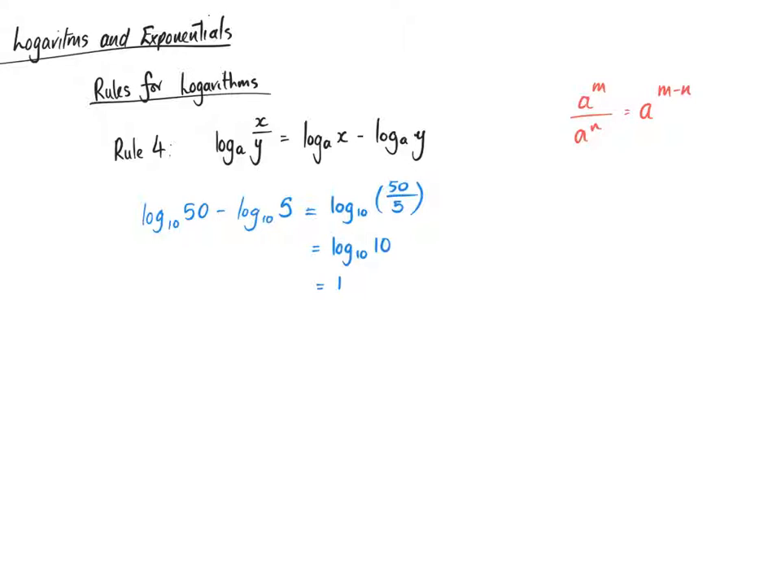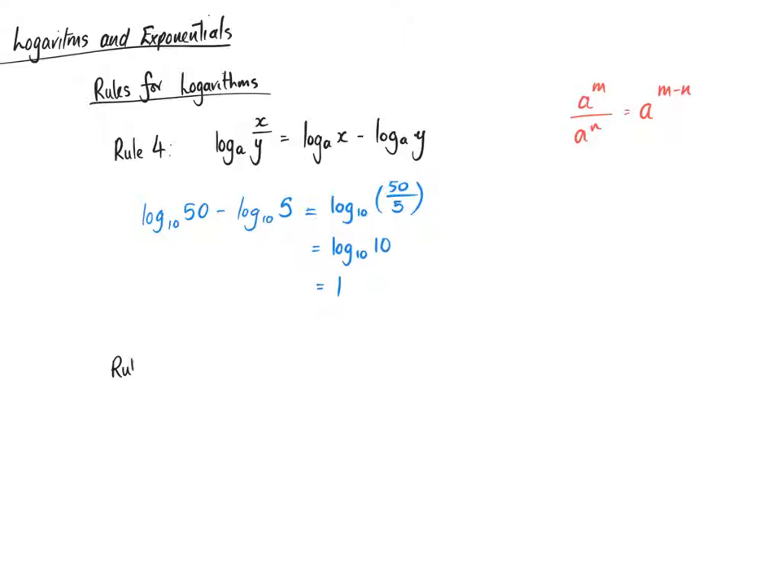So again, we're going to have to combine all these laws together, just like we did with our indices laws in National 5. They're all going to have to come together. Okay, so our last rule is the one that's kind of the most abstract.